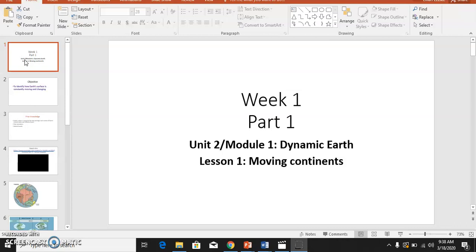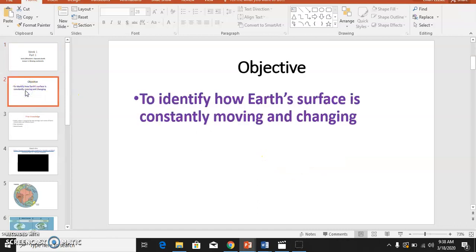As you can see on the screen, we are going to start the first part of our science lesson, starting with Unit 2, Module 1, Dynamic Earth, and the first lesson we are taking is Lesson 1, Moving Continents. Quickly we go to the objective of today's lesson. Our objective today says to identify how Earth's surface is constantly moving and changing. We want to find out how the surface of the Earth is constantly moving and changing.